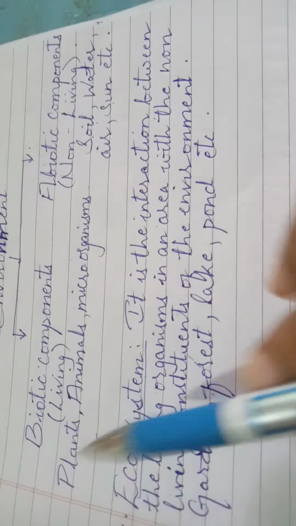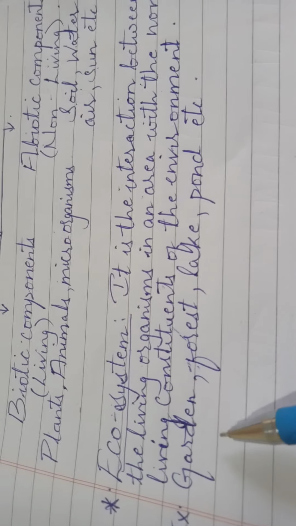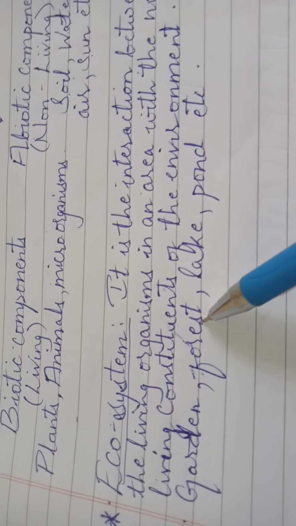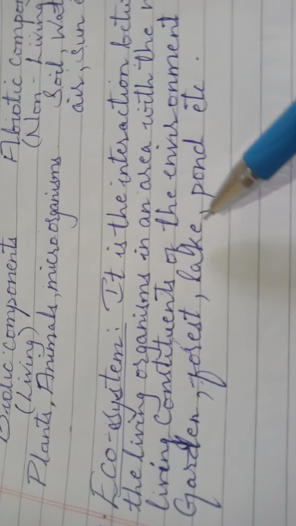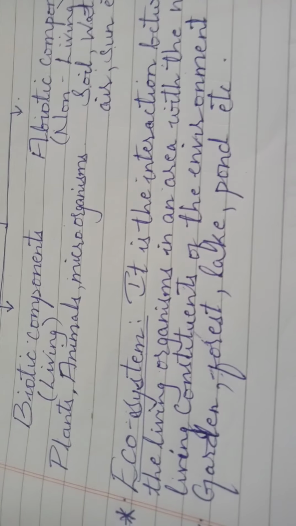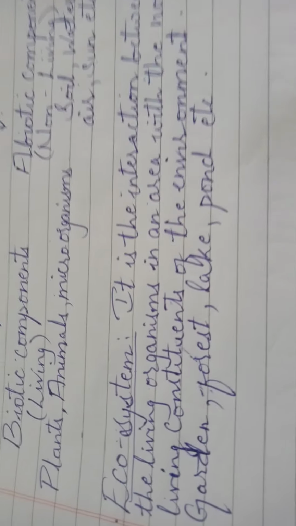and form the ecosystem. So here we have this definition for ecosystem, and these are the examples. Garden, for a small area you can consider; forest, a large area; lake, pond, river, ocean, right? All these things are part of an ecosystem, or you can say these are the different kinds of ecosystems.